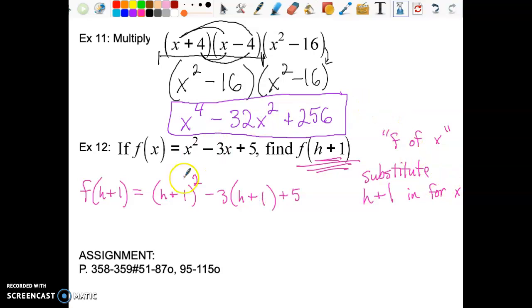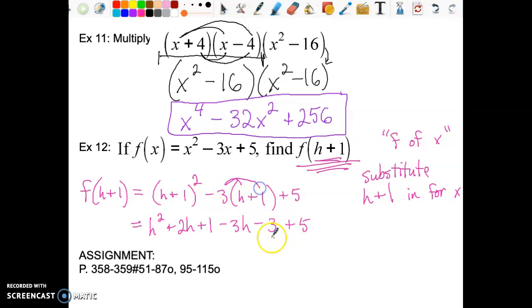hence the substitution. And the whole reason why we're doing this now is because, remember, when you square something, it's really h plus 1 times h plus 1, and we have to FOIL it. So I would encourage you to show the steps. I know I'm doing this pretty quickly, but when you don't show steps, you tend to make mistakes like I just did there.